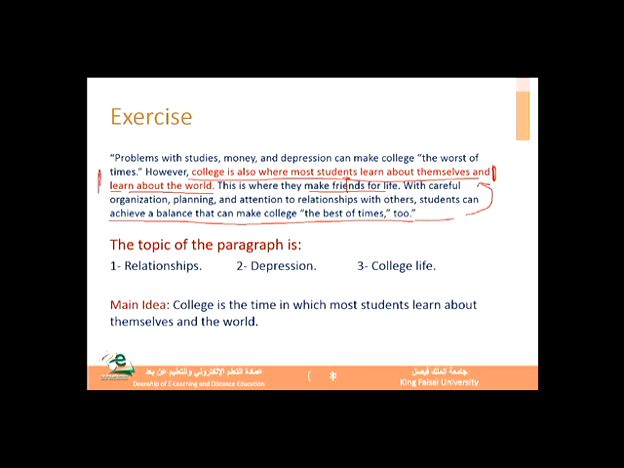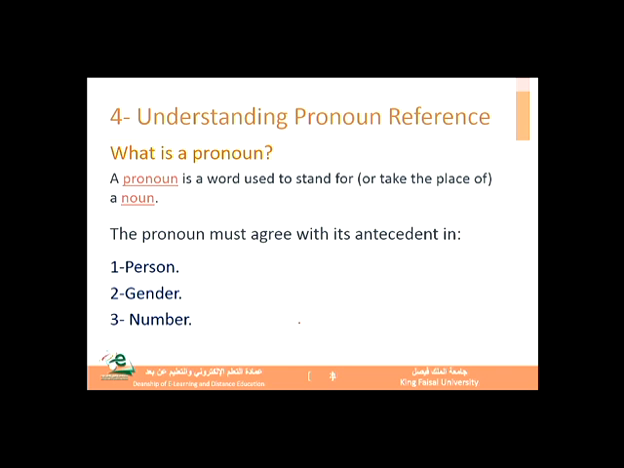So they learn about themselves, how to make friends, and how to be organized, how to plan, how to pay attention to relationships. These are supporting details for the general sentence, which is college is also where most students learn about themselves and learn about the world. This is general. All right? And these sentences support that sentence. So this is the main idea. I hope that you found this exercise useful and easy to understand.